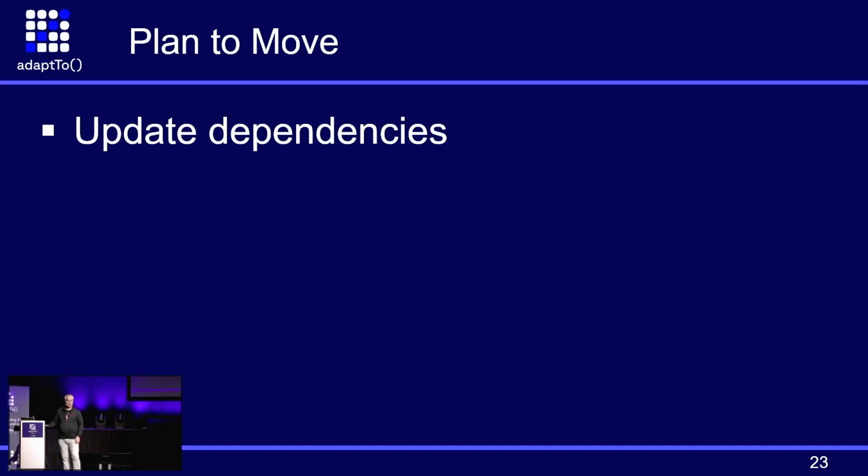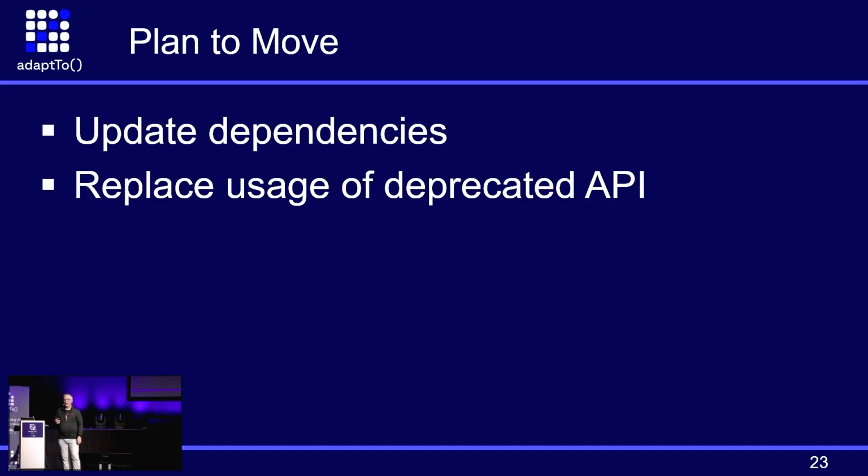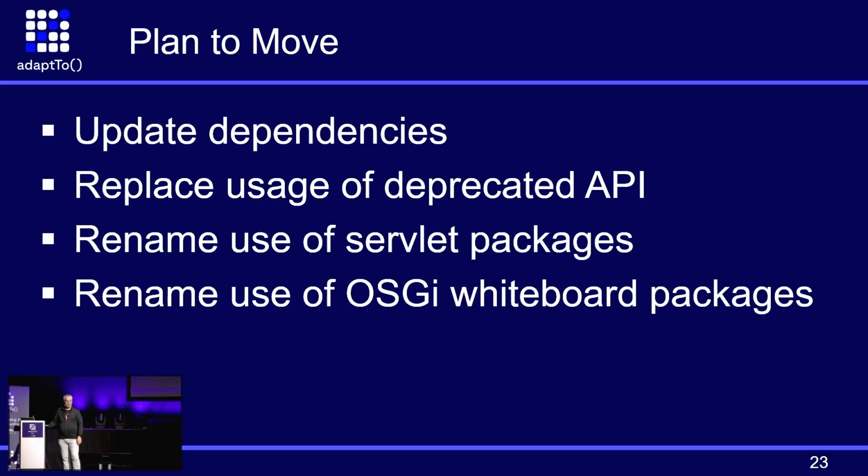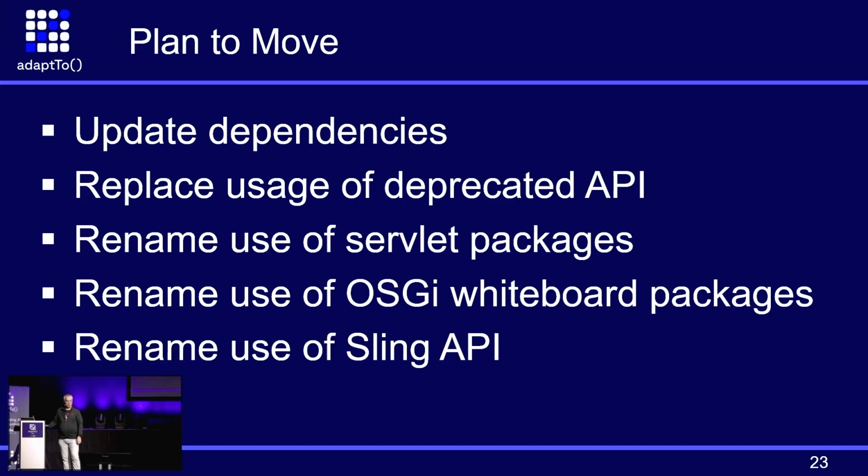Update to the latest Sling API version. Replace the usage of deprecated API. As I said, it's always a good thing, not just related to JavaX or Jakarta, for everything. Rename the servlet packages, rename the OSGi Whiteboard packages that you use, and then rename the Sling API.